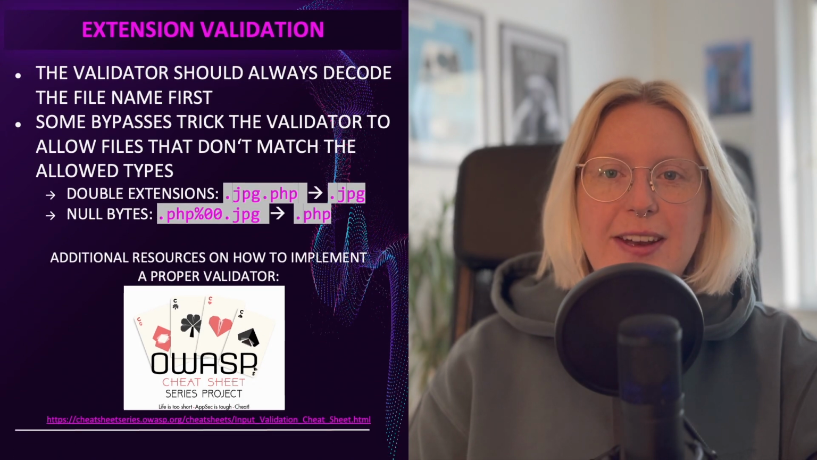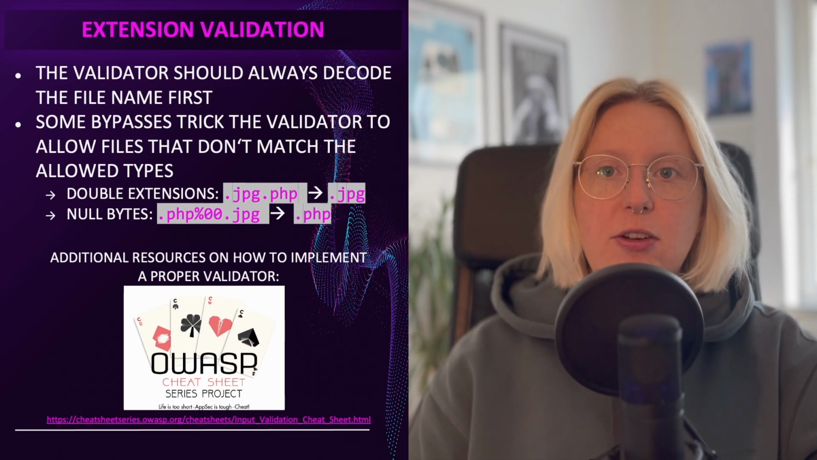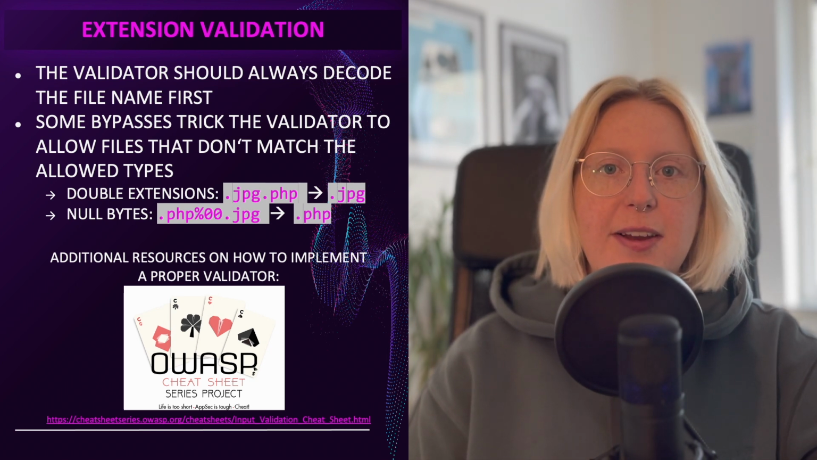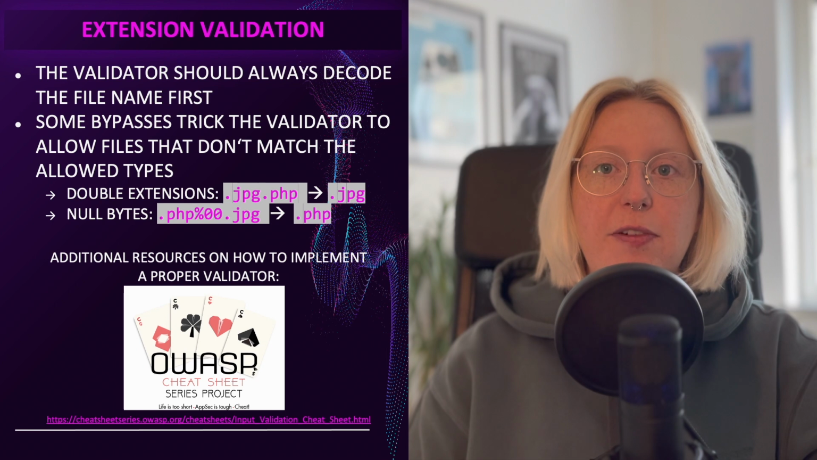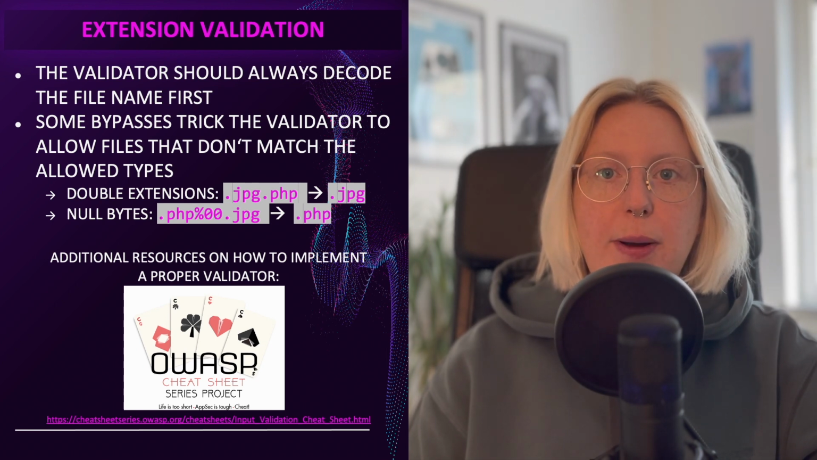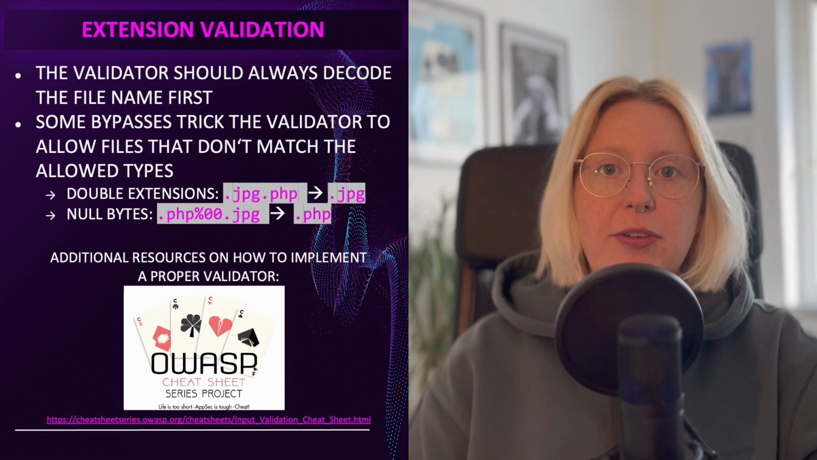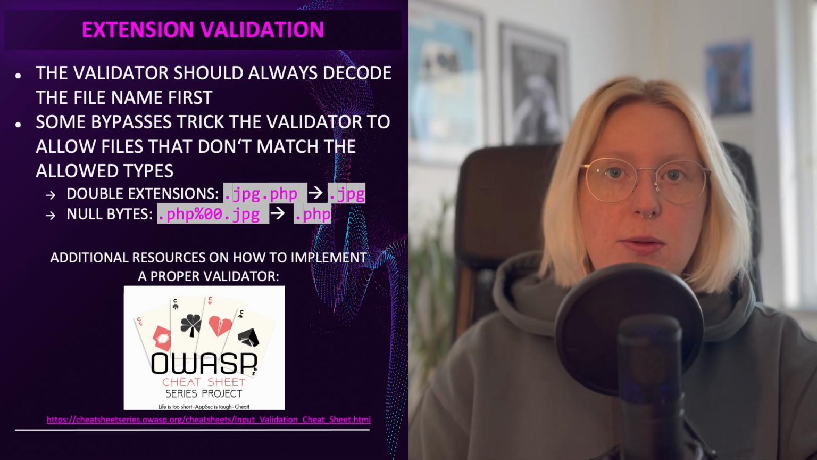Additionally to this, it is crucial that the validator that checks the file extension first decodes the file name and uses a proper filter. There are a few bypasses that can be used to trick a normal allow list to wave through files that don't match the allowed file type. For example, attackers can bypass the validator for an image upload function by using double extensions like .jpeg.php, and the validator only confirms that the file name contains .jpeg. Another way to bypass the extension check would be by using null bytes, meaning an extension like .php%00.jpg would be reduced to .php as the new extension.